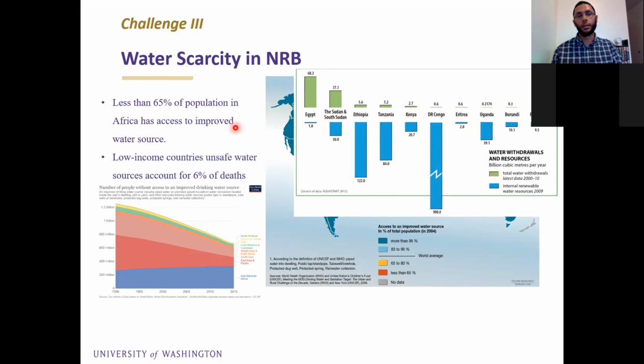So the point I want to share in this slide is to see the differences between the water generated for each country versus the water that's being used.